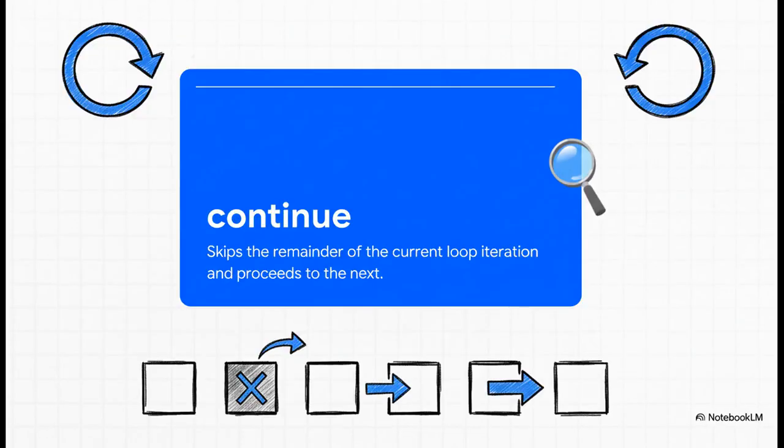So we just talked about break, which gets you out of a loop completely. Continue is its little cousin. It doesn't end the whole loop. It just says, hey, we're done with this one iteration. So if an item should be ignored, continue just skips right to the next item in the list without running the rest of the code for the current one.